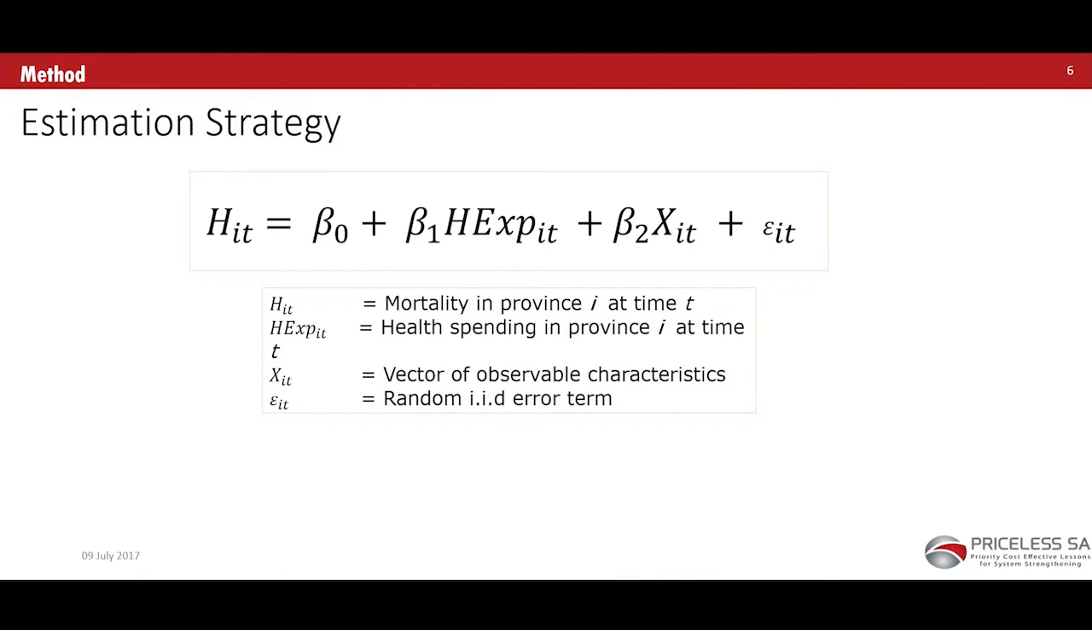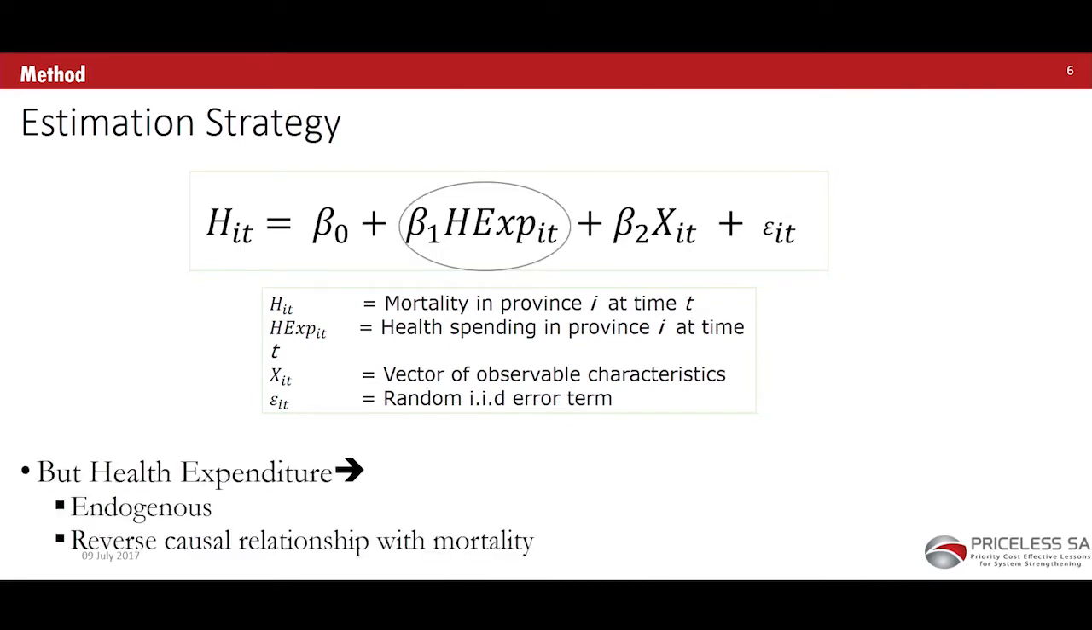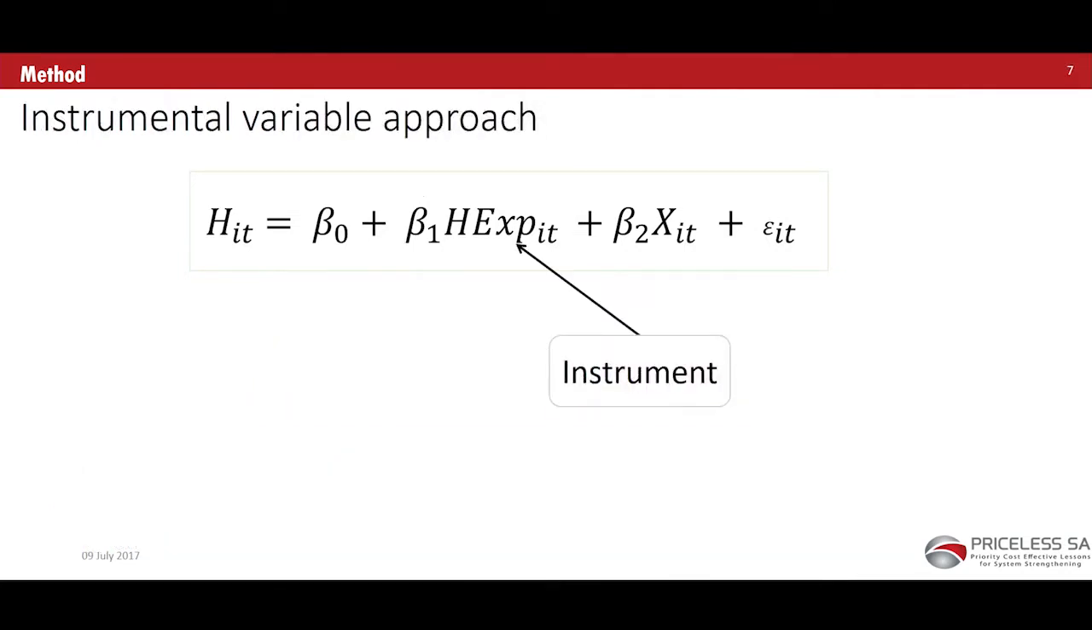So our model looks like this, where we model health outcome as a function of health expenditure and a set of covariates. This is at a provincial level. But the problem with this model is that the health expenditure is likely to be endogenous, and also there's some reverse causality between mortality and health expenditure. So not only is health expenditure predicting mortality, but the relationship could go the other way around. And we try to control for this using an instrumental variable approach.